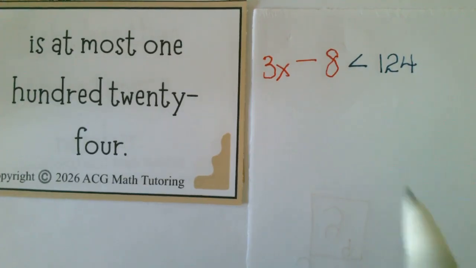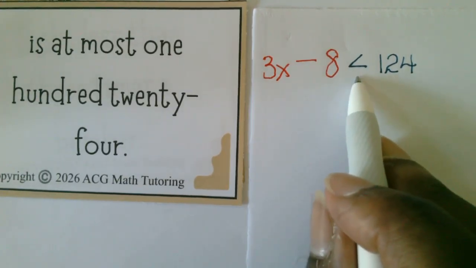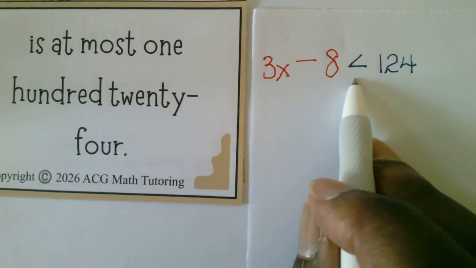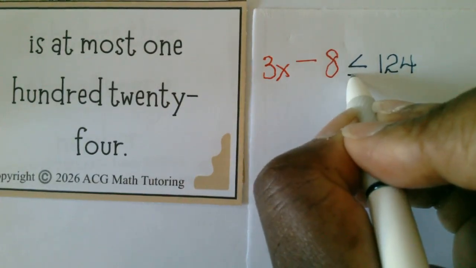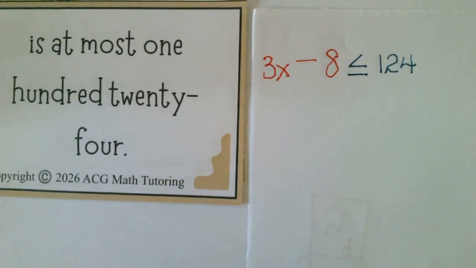Okay, so it's not going to be just less than. Alright, so it's going to be less than or equal to. Okay? Alright? At most means less than or equal to. At least means greater than or equal to. It's like thinking the same thing, but you're also including that number. Alright. So now, let's get to solving.